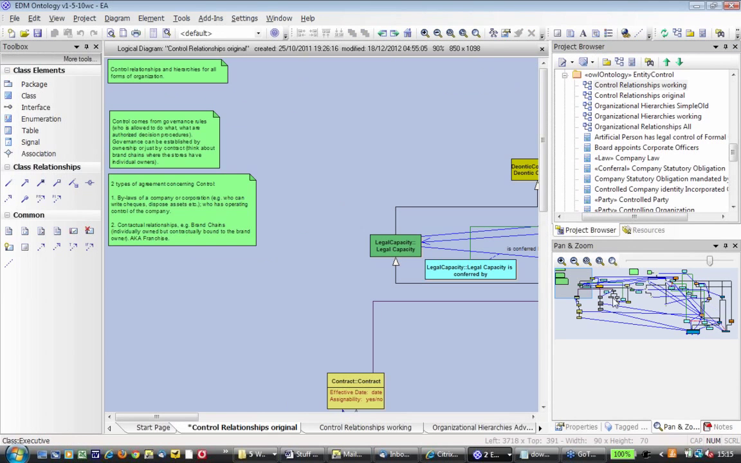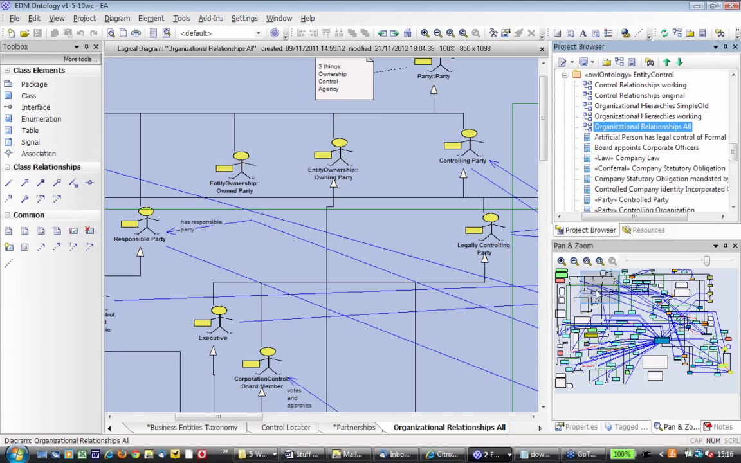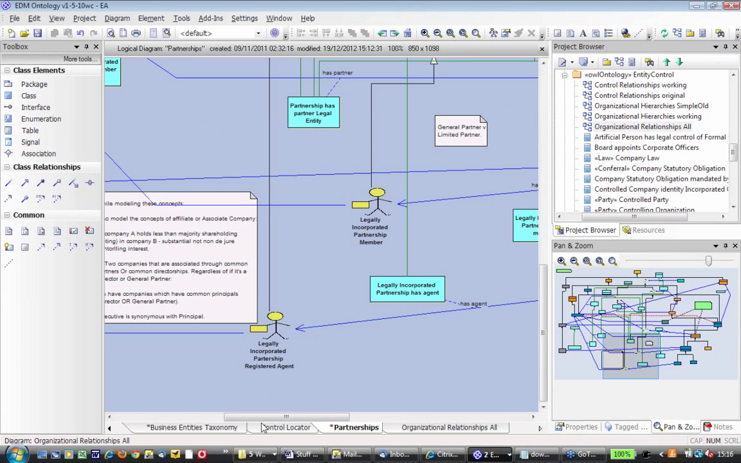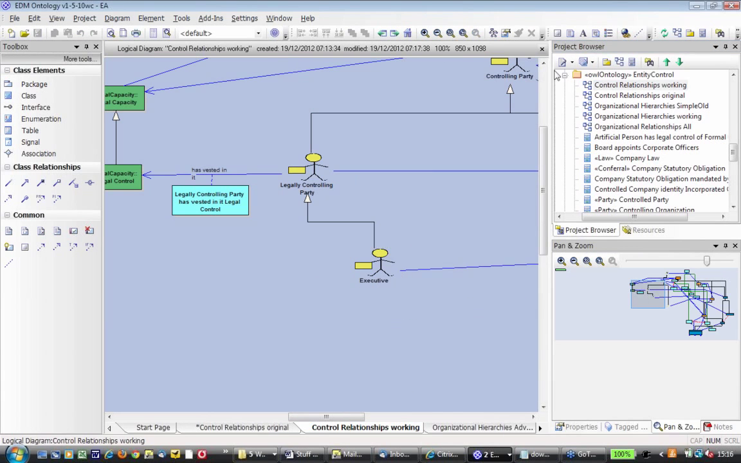You wouldn't believe it to look at it, but you see that it's half blank over here. Okay, this is one where we just have legally controlling party. This was the one I was looking at. It's just more complex than I thought. That's something that has vested in it some legal control. The executive is a kind of legally controlling party. And then in the original model with all of that in it, we expanded it out. No, it's not that one.